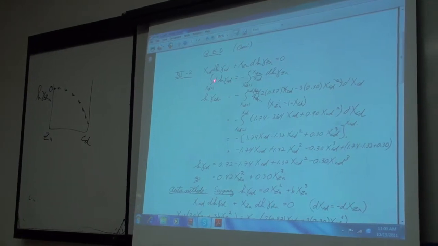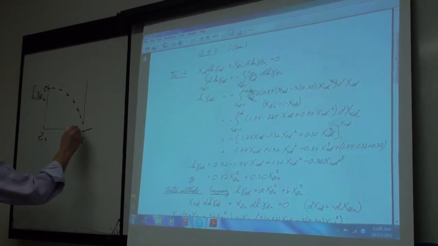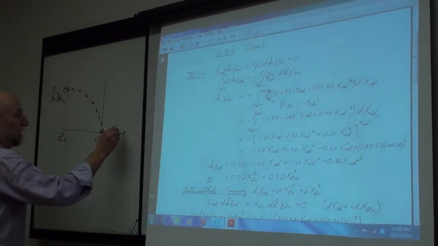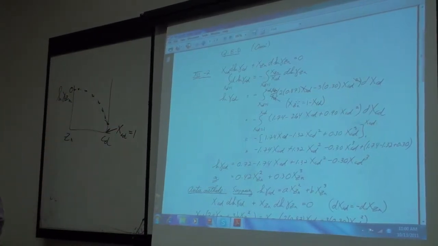Okay, so now I'm going to integrate the Gibbs-Duhem equation, and when you do an integration, you have to take the integration from a lower limit. So my lower limit is going to be at this point here, where the mole fraction of cadmium equals 1. I'm integrating from that point back.